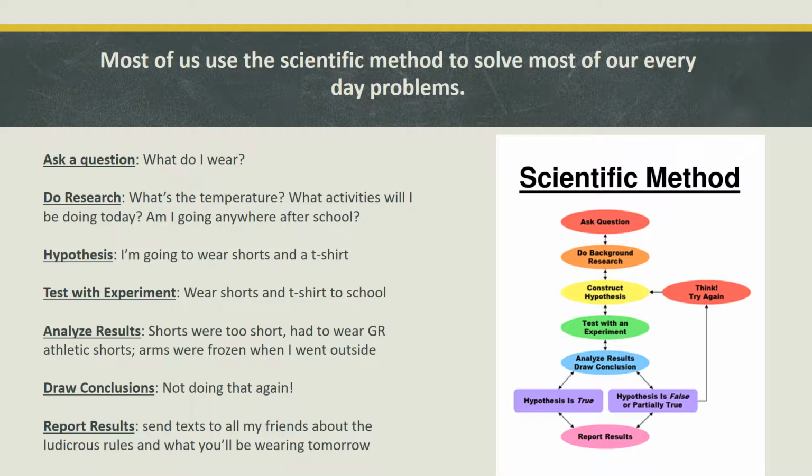So you're analyzing your results and you're drawing conclusions. It wasn't a great idea. Your outfit was not the best choice. You're going to report your results. So as soon as you had to change into those GR athletic shorts, you probably sent text messages to all of your friends, maybe a Snapchat about how terrible and upset you are about the ludicrous rules and how you won't be wearing the same thing again. This is just an everyday example of how we can use the scientific method to solve problems. Now let's apply it to science.